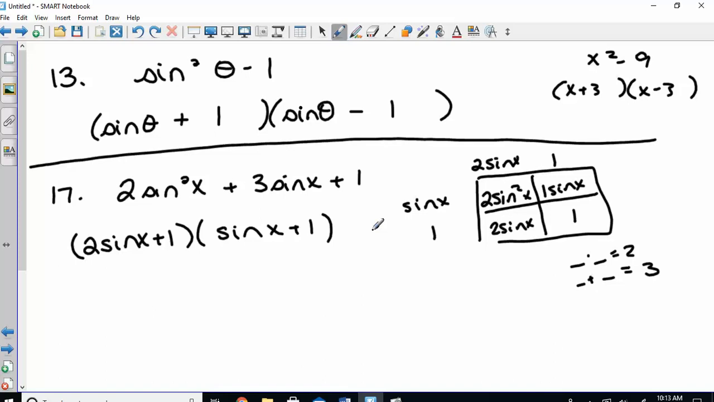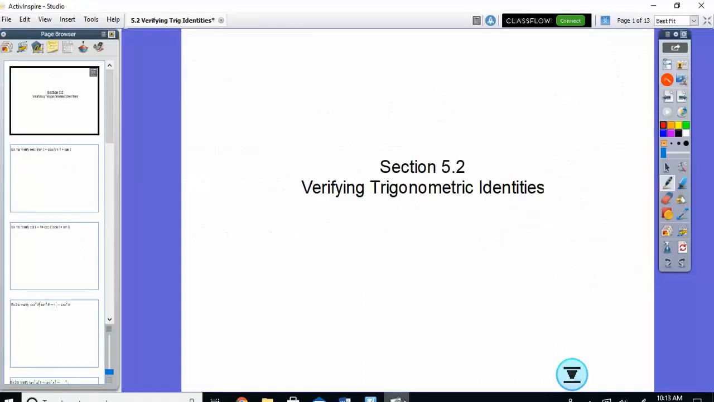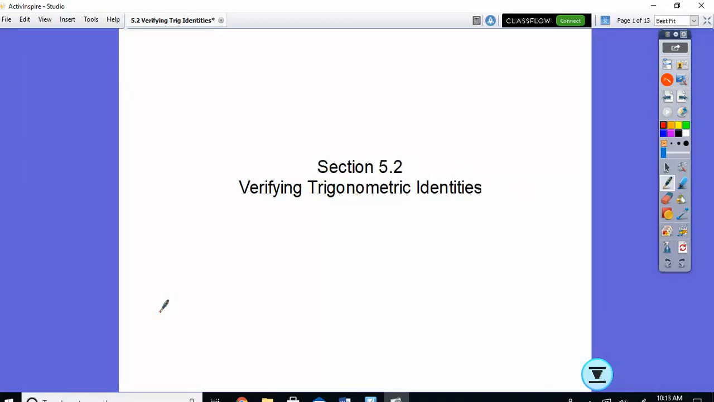I would like to switch gears for a minute. Let's do a couple examples in our notes. So the next piece, we are going to start proving trig identities. So this is section 2 now, proving trig identities.